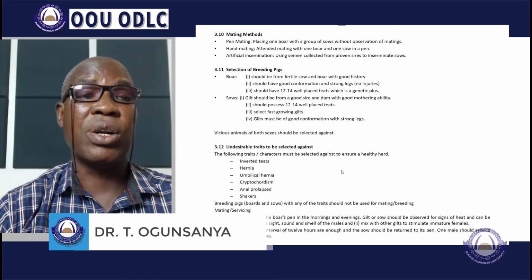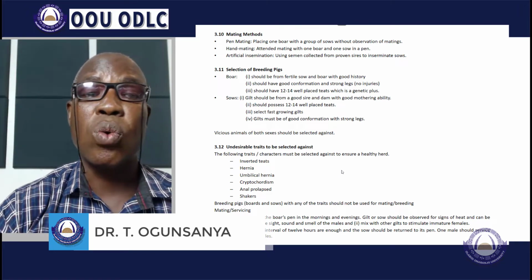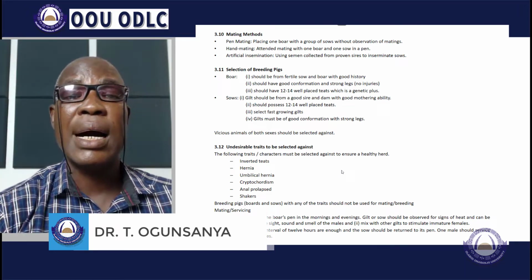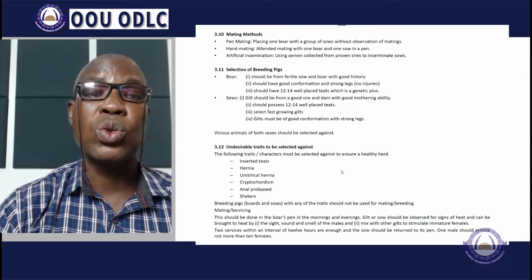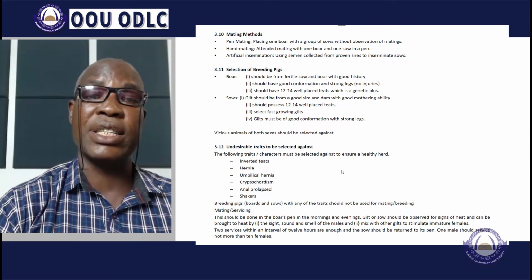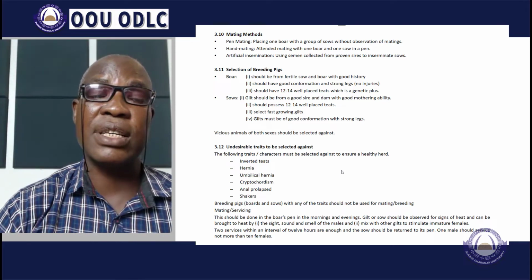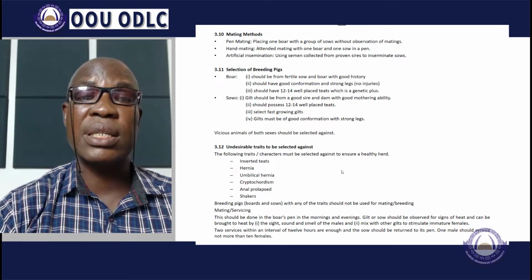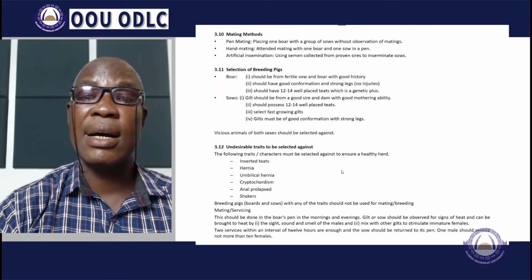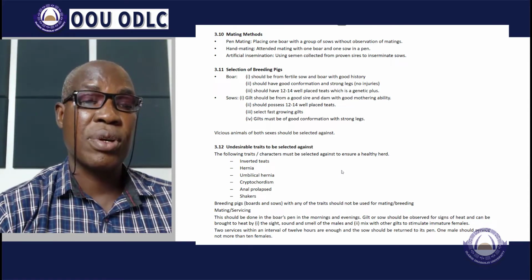Hand mating requires that the attendant will discover the female animal on heat and then take the female animal to the boar in its pen. Artificial insemination. This is the scientific method of mating through which semen is collected from proven sires and then processed and used to inseminate sows.